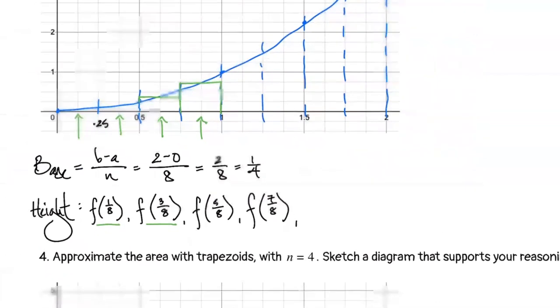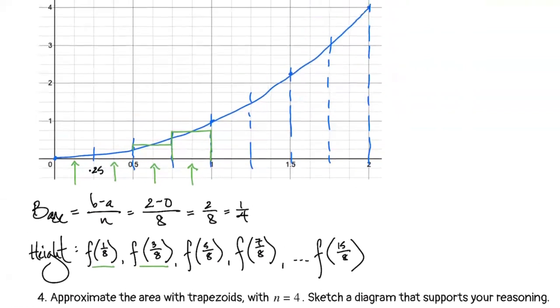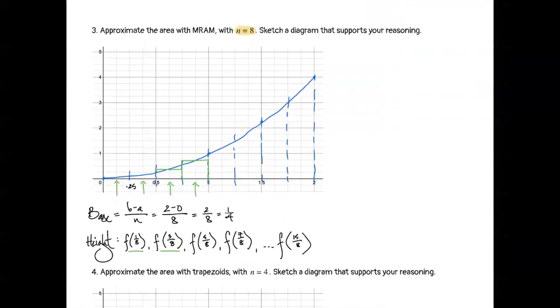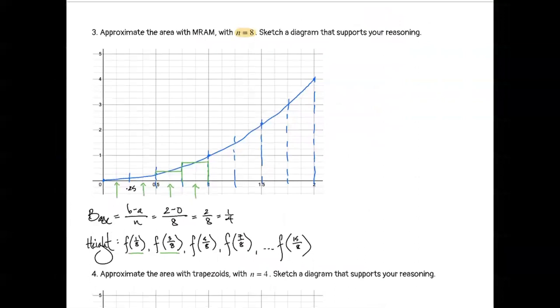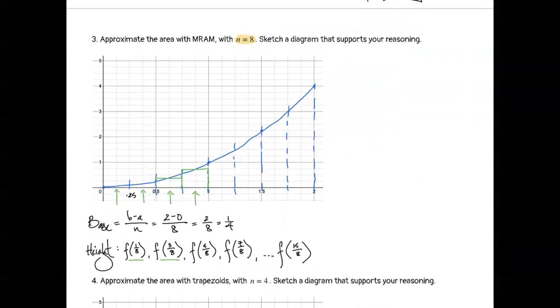Okay. We could keep going and we should end up with f of 15/8 as the last one. Now, if I tried to square each one of those, that would give me a lot of decimals. So that's another reason that we're leaving it in function notation, because it's more about where and how we're finding them than what the actual number is.